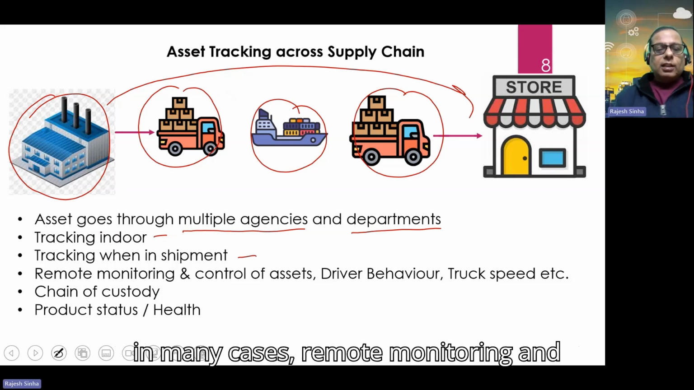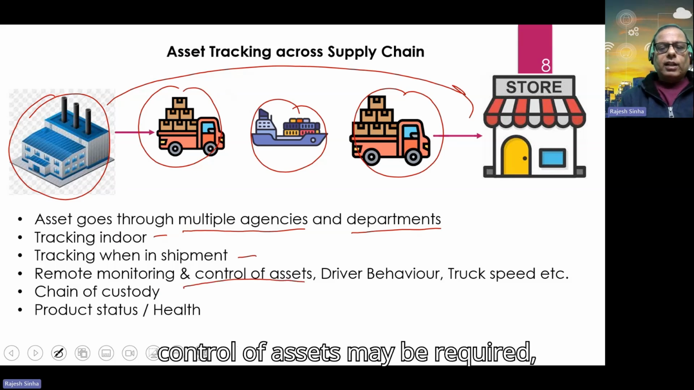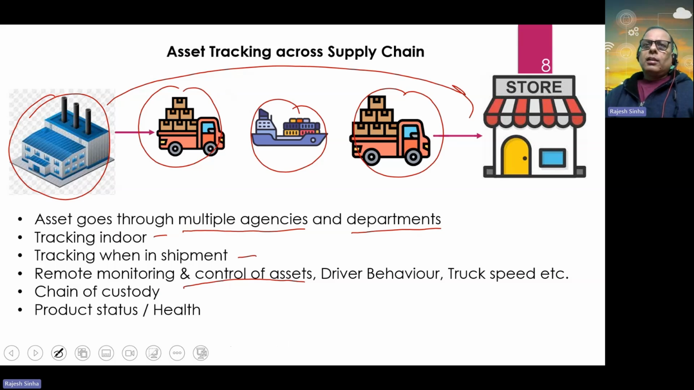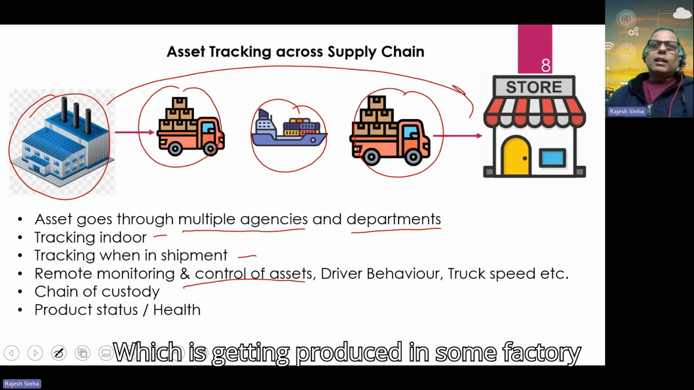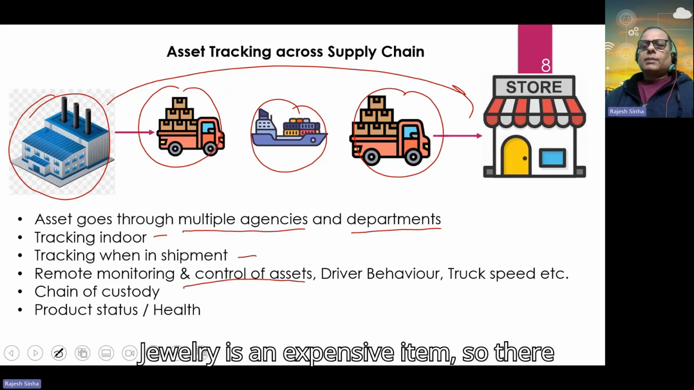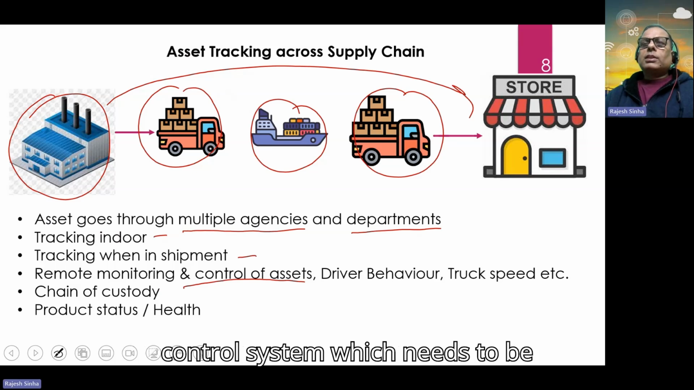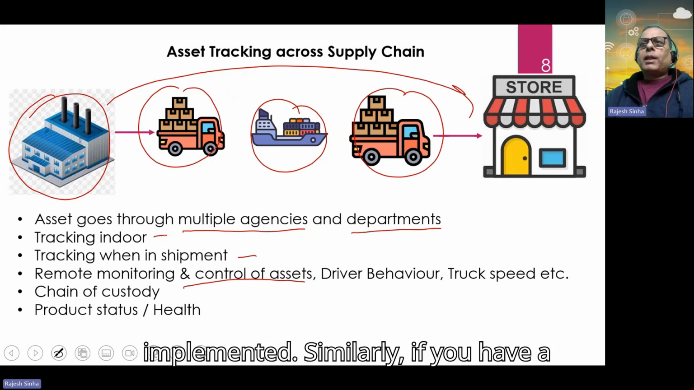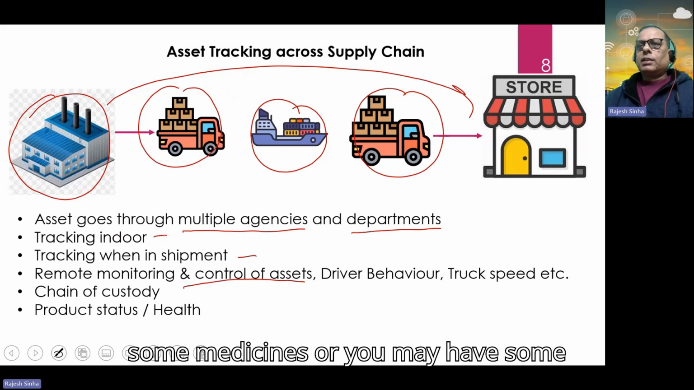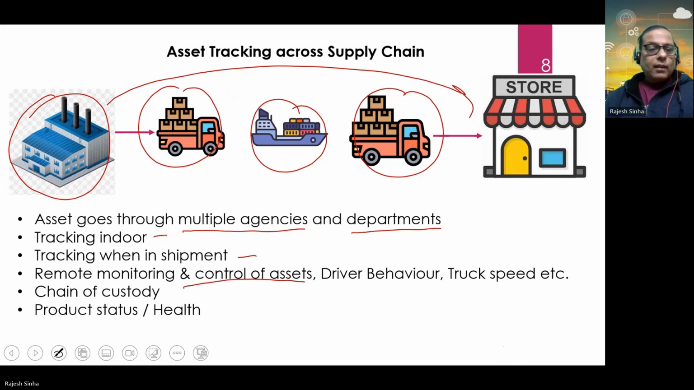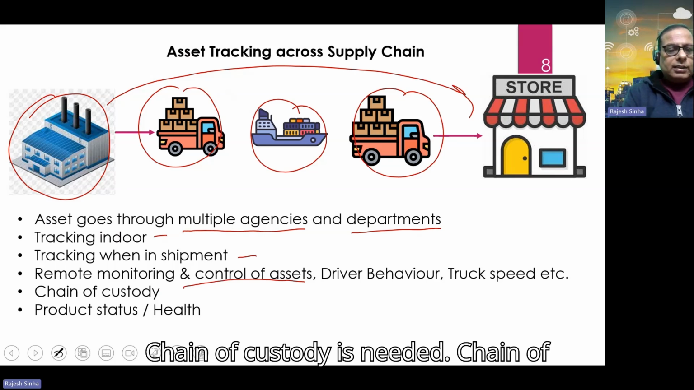In many cases, remote monitoring and control of assets may be required, specifically if it is an expensive item. For example, if you have jewelry which is produced in some factory and shipped to the retail store, jewelry is an expensive item, so there could be a more stringent monitoring and control system which needs to be implemented. Similarly, if you have perishable items, for example some medicines or fruits, vegetables or meat, in those cases the temperature inside the truck may be required to be monitored. And chain of custody is needed.